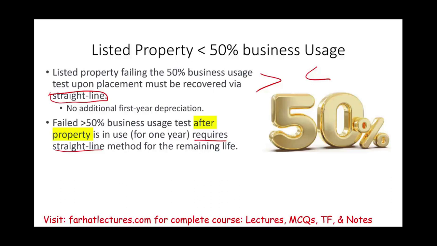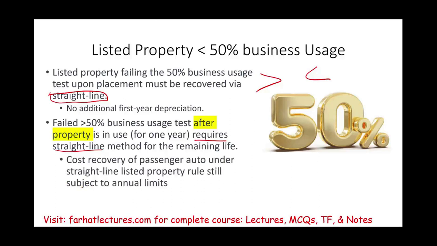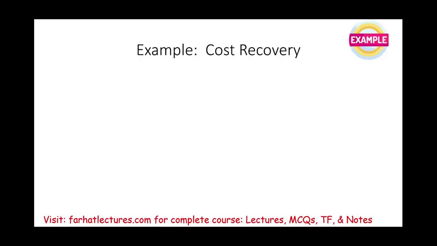Once you fail the test, then you are in straight line. Now, cost recovery of passenger auto under the straight line listed property is still subject to annual limits. So you're still subject to those limits if you are dealing with a passenger auto. Let's look at an example.